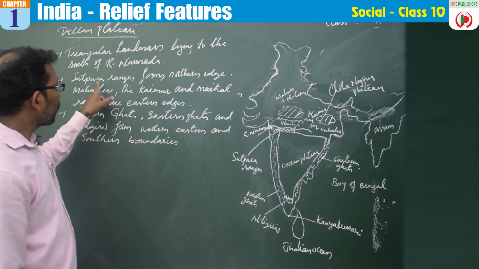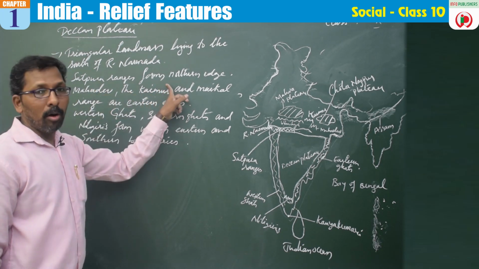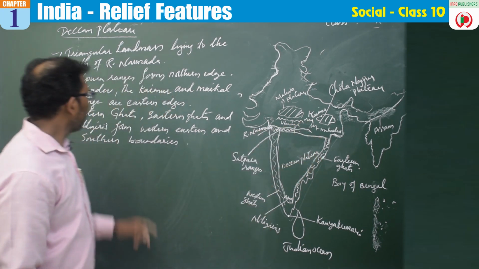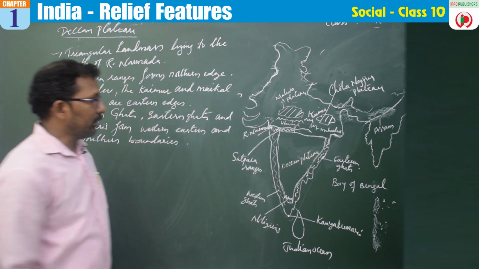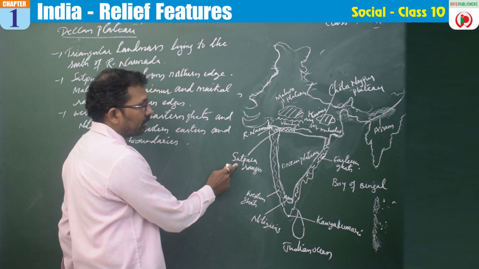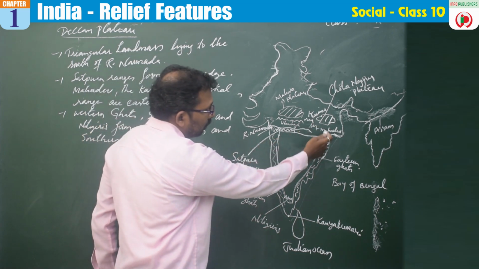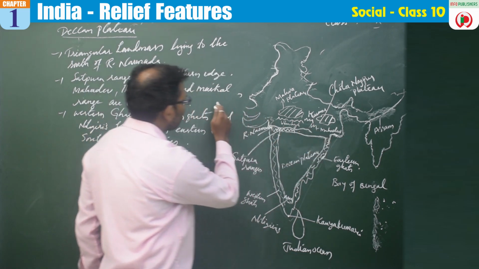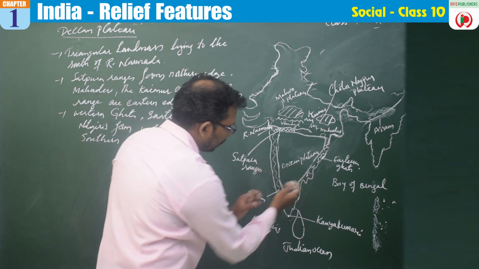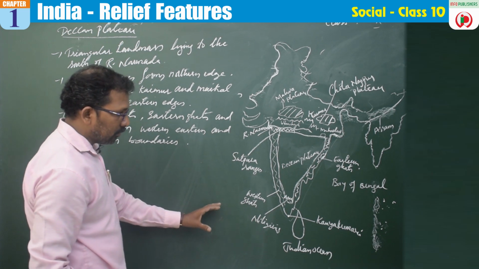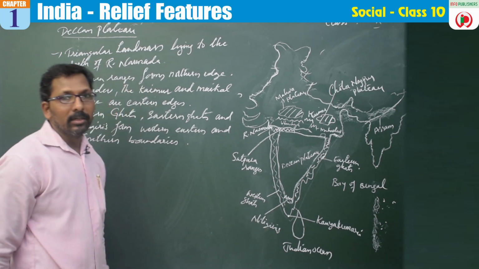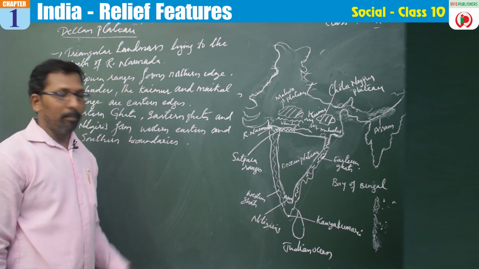And the Satpura ranges form the northern edge, the Kaimur and Mahadev ranges form the eastern edges, then the Western Ghats and the Eastern Ghats form the western and eastern boundaries, whereas the Nilgiris form the southern boundary of the Deccan Plateau.